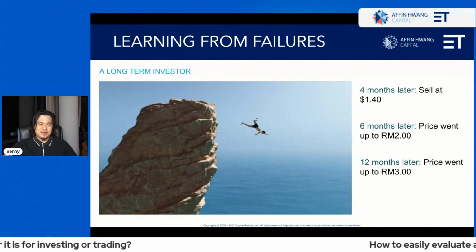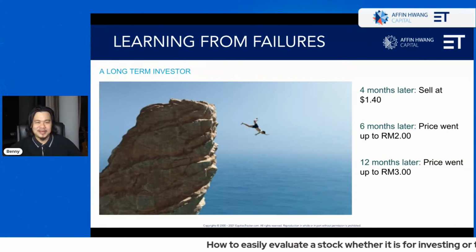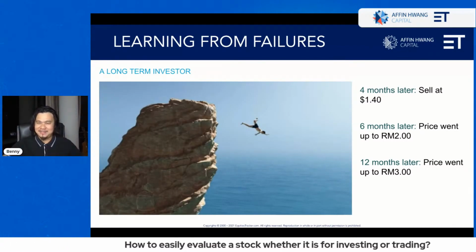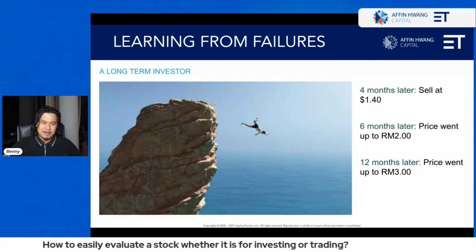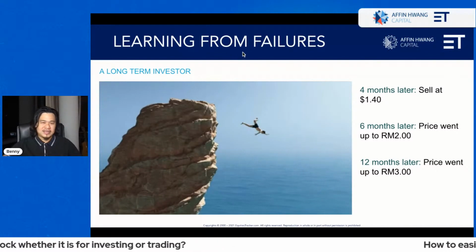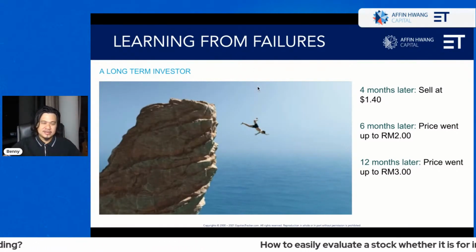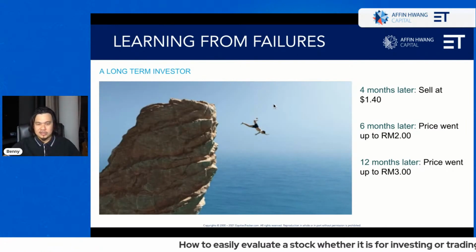So how many of you would have gone through this situation? You don't need to say yes or no. You can just keep it to yourself. But I'm sure we have gone through these experiences, right? Where we buy a special. Later, I'll give you a more detailed picture of where the price is and when we make trading decisions.